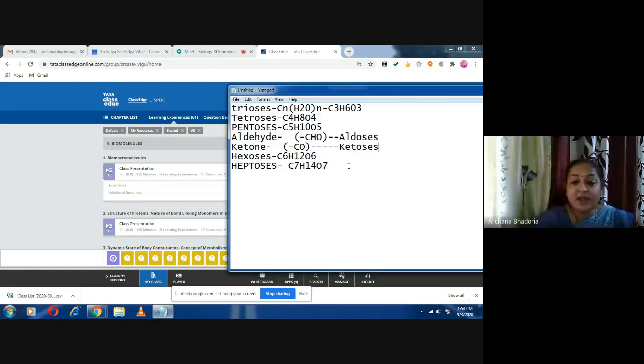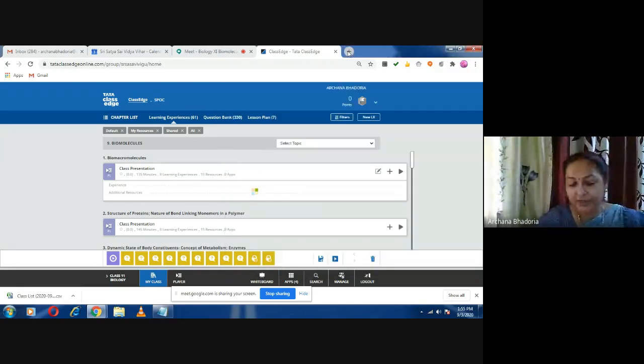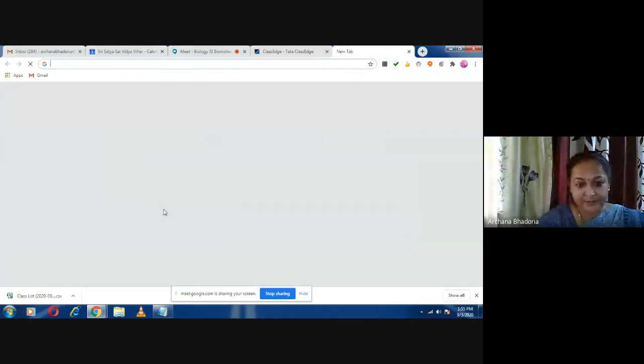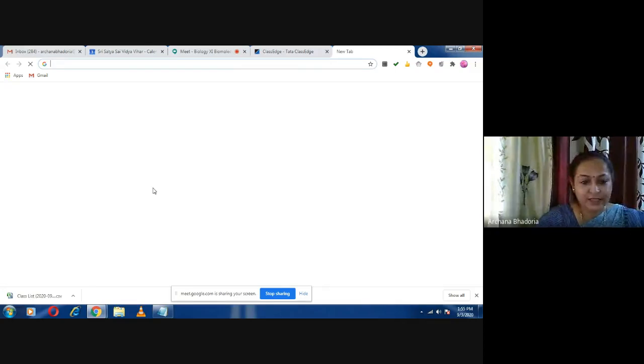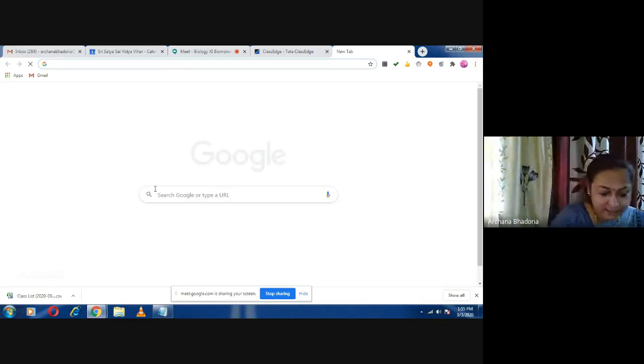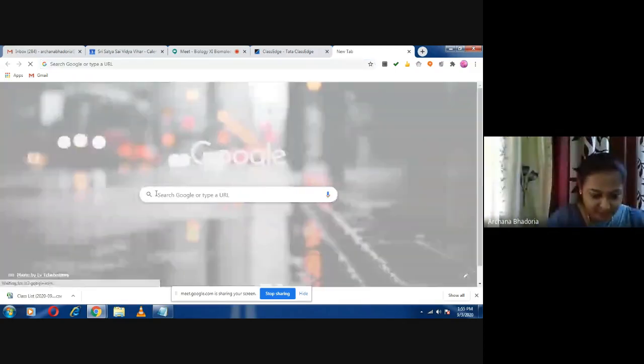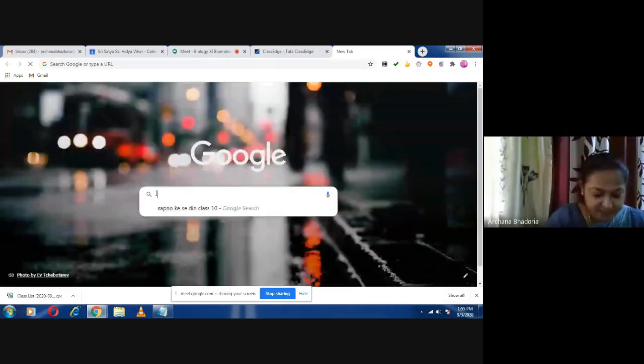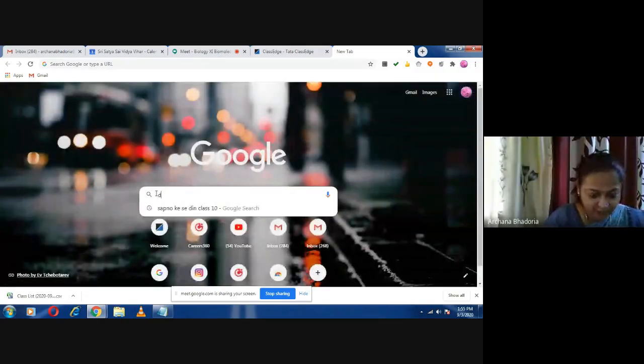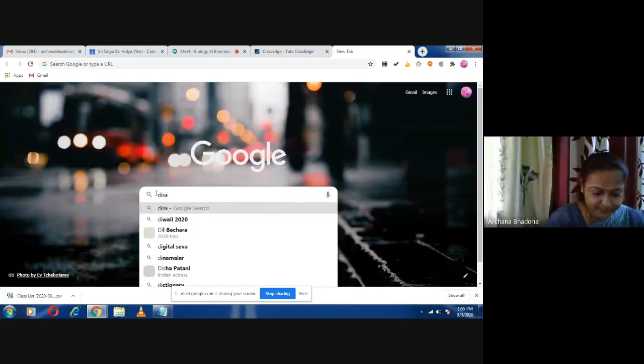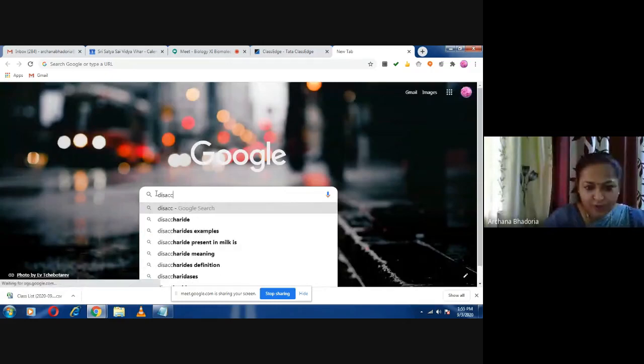Now we will be discussing the structure of the aldoses and the ketoses. Okay, so I'll show you. This is not working. Data Classic is not opening. So we'll see the disaccharides. Okay, so you can put the subheading disaccharides and then only you will understand what are disaccharides.